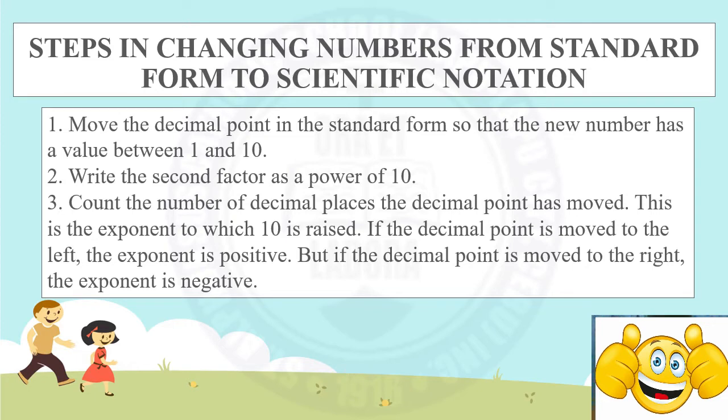So, for example, for the weight of the sun, that's why it is raised to 30. If the decimal point is moved to the left, the exponent is positive. But if the decimal point is moved to the right, then the exponent is negative. Don't forget the steps in changing numbers from standard form to scientific notation.